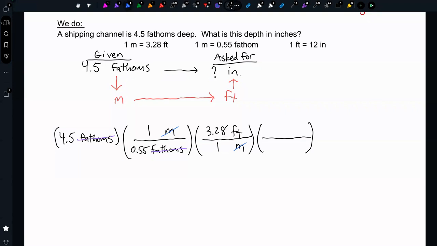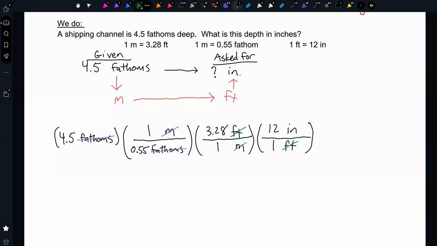So in my next conversion factor, I'm going to want feet on the bottom. I'm going to want inches on the top. And in my relationship, that's 12 inches in 1 foot. My feet will cancel. I'll be left with inches, which is what I want. So now it's just time for the math. So when I punch this in my calculator, I am just very simply going to multiply by anything on the top and divide by anything on the bottom. The order doesn't necessarily matter.